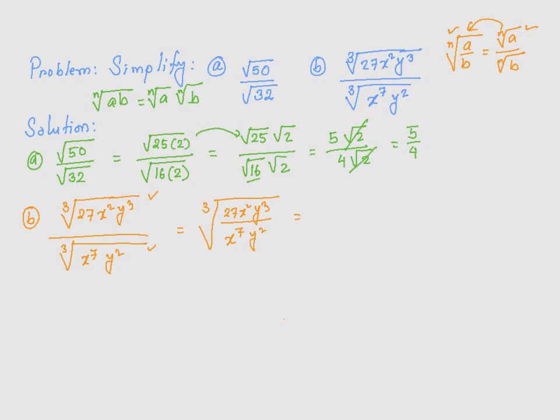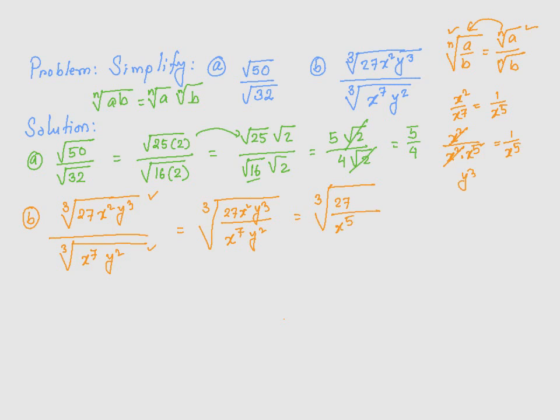Now that I could further simplify to 27. Now x squared over x to the power 7. So x squared over x to the power 7, as you probably know, is 1 over x to the power 5. How? x squared is x squared. Now x to the power 7, I could write as x squared times x to the power 5, since 5 plus 2 is 7. Now this x squared and x squared cancel out. That gives me 1 over x to the power 5. So this is going to give me x to the power 5 in the denominator.